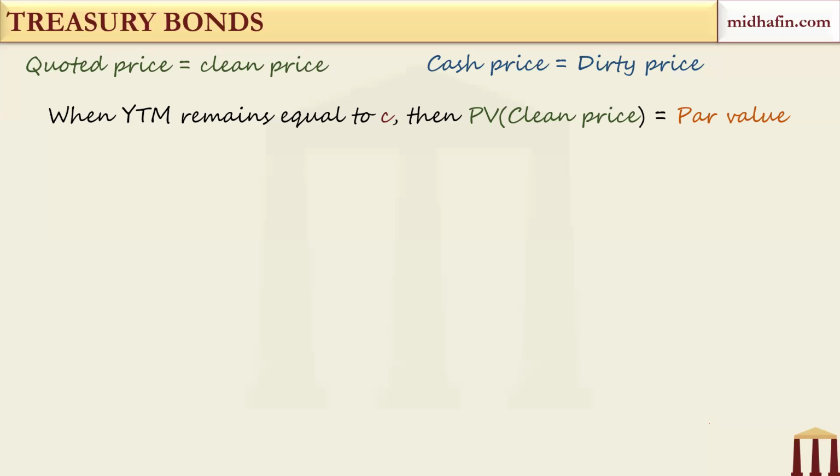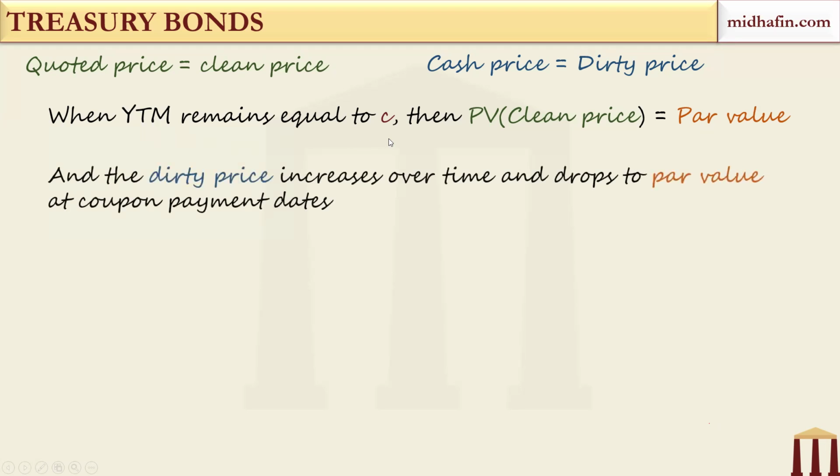As a matter of fact, just remember this point, because based on this you can see questions asking why the price is like this or like that, or when the price will be equal to the par value. The basic logic is when the yield to maturity is equal to the coupon rate. Now, dirty price and clean price have certain properties that we will understand.